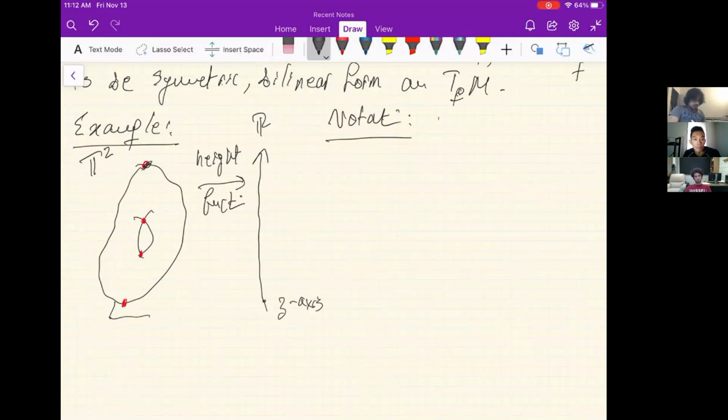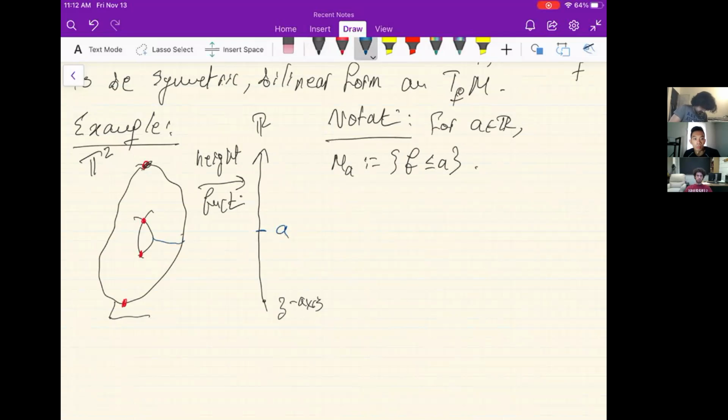So for a real number A, we define M_A as the set of all x where f is less than or equal to A. That's basically the sublevel set of f. So for instance, if this is A, then M_A would be this.